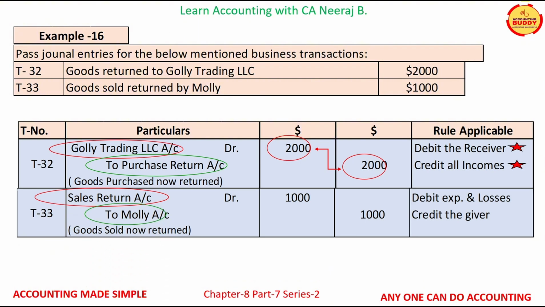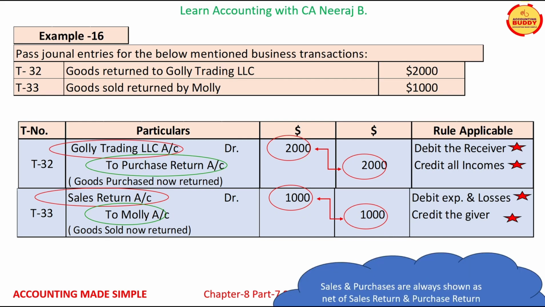Sales is a revenue of the business, and the sales return is considered as the expense for the purpose of recording sales return transaction. Rule for debiting an expense account is debit all expenses and losses. Molly's debtor account is a personal account, and the rule for personal account is credit the giver. Therefore, this transaction is recorded for $1,000 by debiting sales return account and crediting Molly's debtor account.